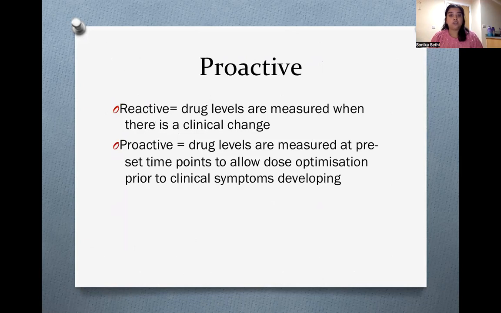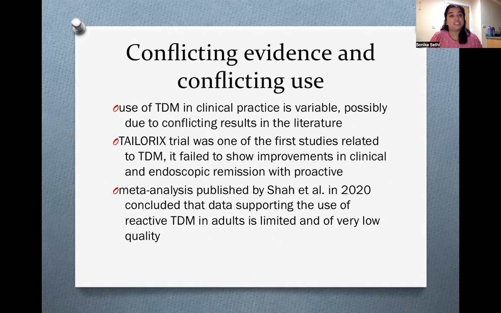There are two types. Proactive TDM is when drug levels are measured at preset time points, whereas reactive TDM is when drug levels are measured when there's a clinical change. Different trusts tend to use different approaches. But there's conflicting opinion regarding the use of TDM, and the literature has also reflected this.